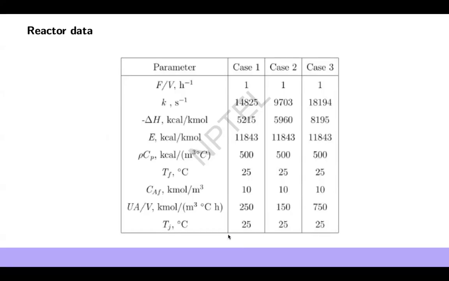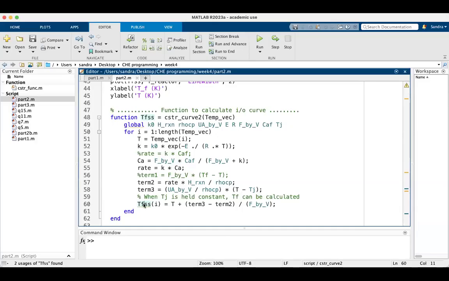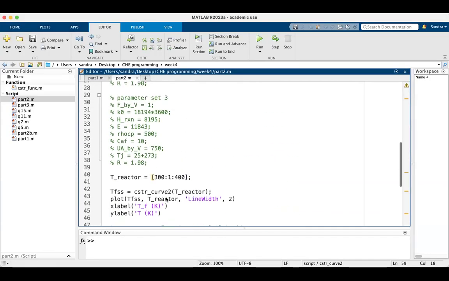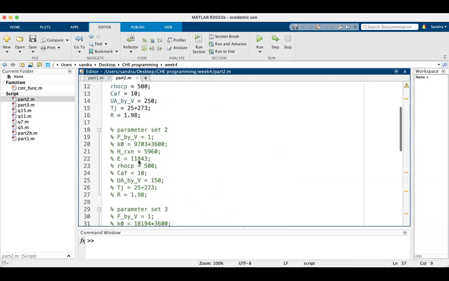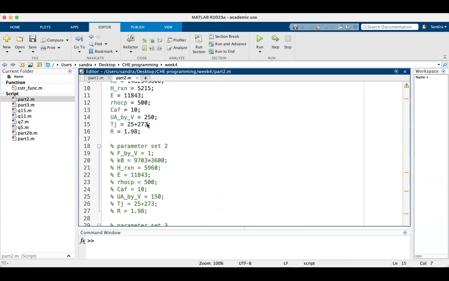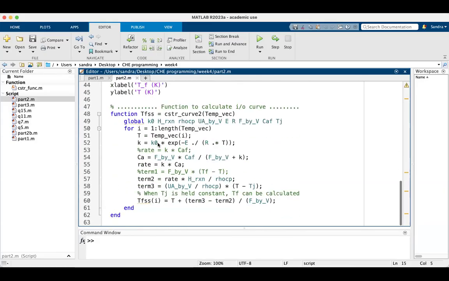Right now, we are doing it for the TF, that is the feed temperature. So we assume that TJ is held constant. And what is TJ? If you go back, you'll see it is parameter number 20, 25 plus 273. Now you have term 2 and term 3 calculated, and everything else here, and then you will get a value for TF.